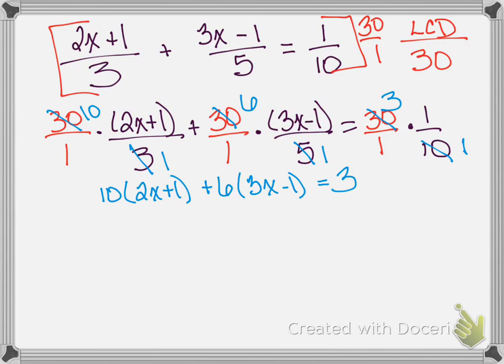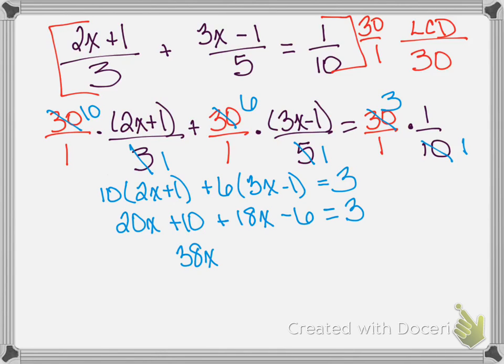Okay, 10 times 2x is 20x. 10 times 1 is 10. 6 times 3x is 18x. 6 times -1 is -6. Okay? 20x and 18x, that's where we get our 38 from. Okay? 10 and -6, that gives me +4. I subtract 4 from both sides.